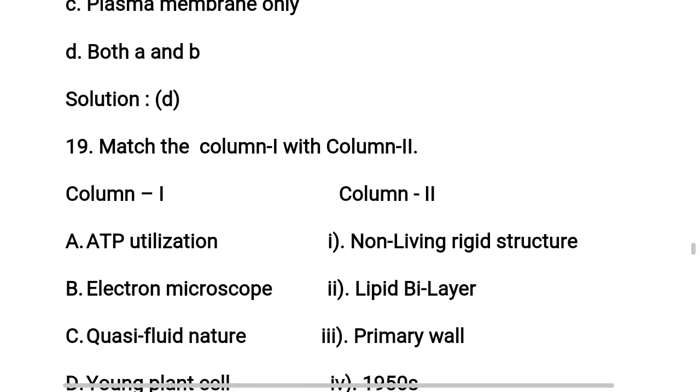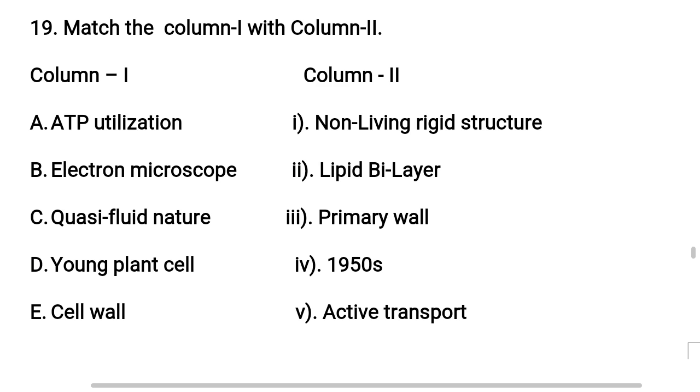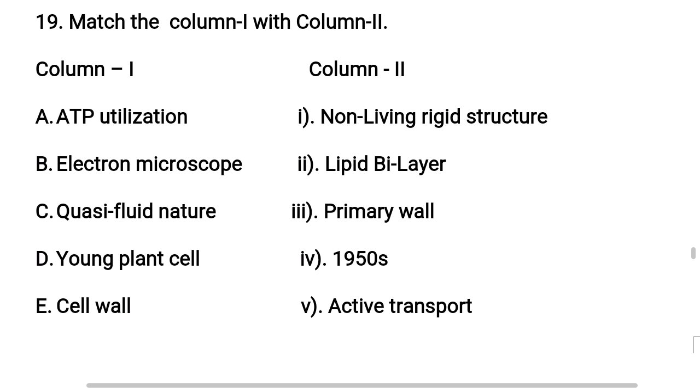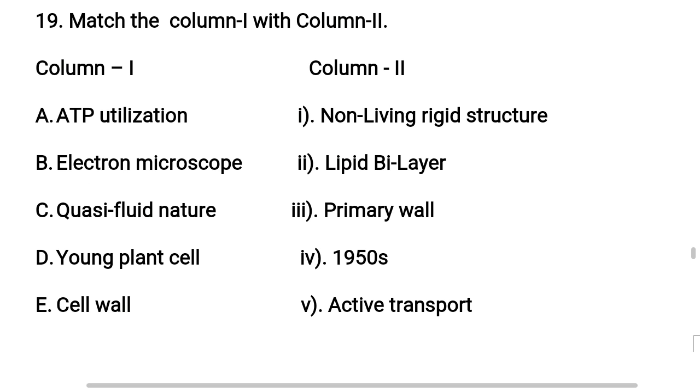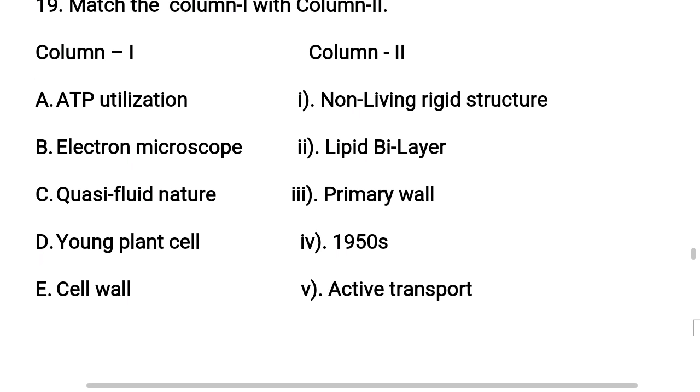Understand? Next, 19th question, matching type. Match column 1 with column 2. Let's see what is present in column 1 and column 2 respectively. In column 1: A, ATP utilization. B, electron microscope. C, quasi-fluid nature. D, young plant cell. E, cell wall. In column 2: Roman number 1, non-living rigid structure. Roman number 2, lipid bilayer. Roman number 3, primary wall. Roman number 4, 1950s. Roman number 5, active transport.